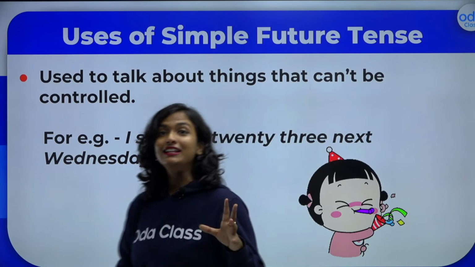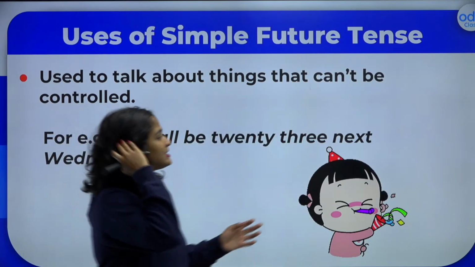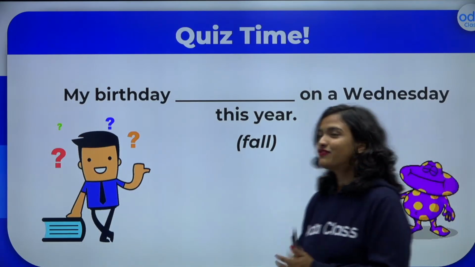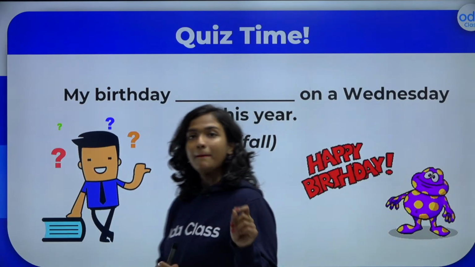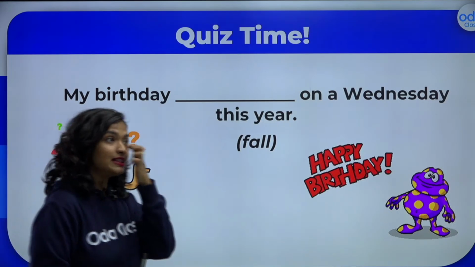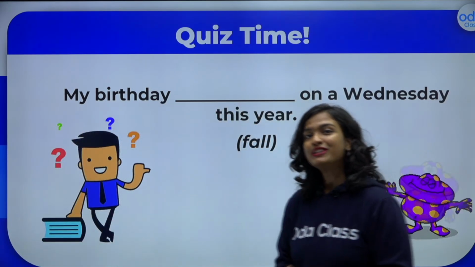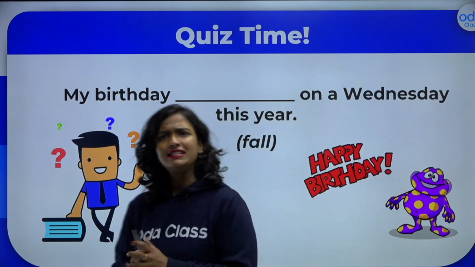So now students, let's do some questions, right? Let's learn how to form these sentences in the simple future tense. Starting off with the first one. My birthday blank on a Wednesday this year. If I want to use the simple future tense, tell me kids, how will I fill in this sentence?